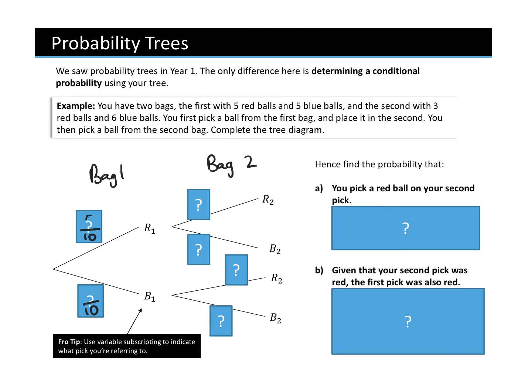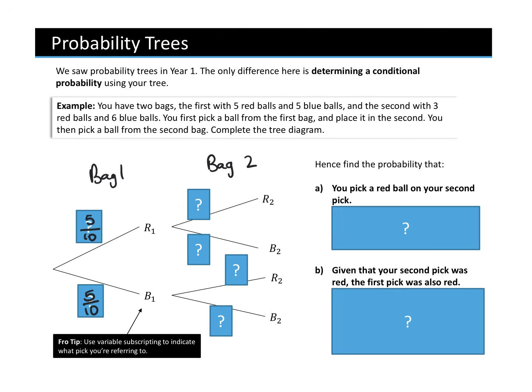And if this is red, this is 5. And if this is blue, this is 5. Okay. The second bag has 3 red and 6 blue. You pick one from the first bag and place it in the second bag. Oh. Right.